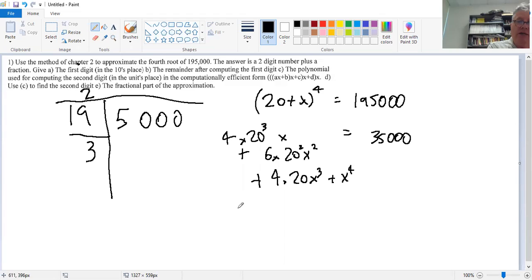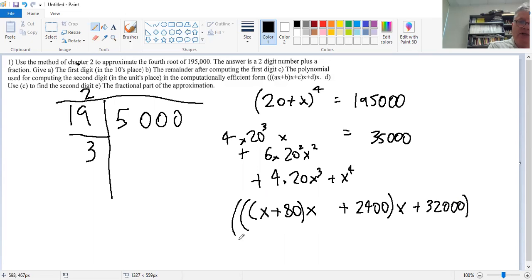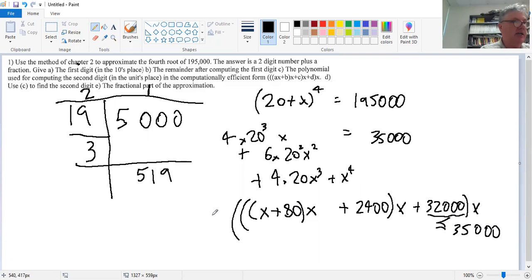So writing this out in our efficient form, we get x plus 80 times x plus 2,400 times x plus 32,000, which is 4 times 20 cubed, right, times x, and we want that to be less than or equal to 35,000. And we don't really have to put much effort into it because we've got the 32,000 here, so we see that the answer up here is going to be 1. Okay, and then if we just plug in 1 into that, we get our number, which we then subtract from this, and we see that we get a remainder of 519.